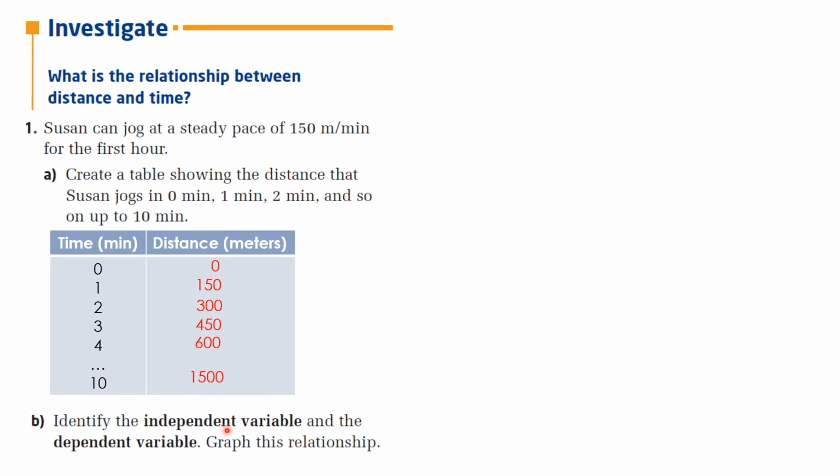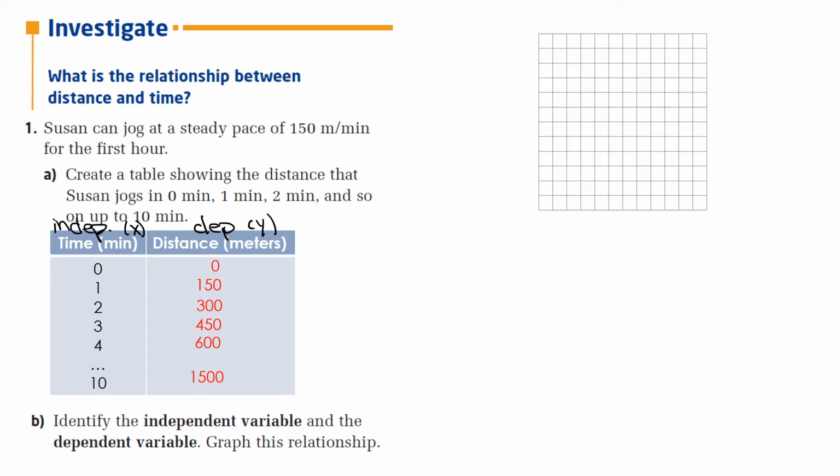Identify the independent variable and the dependent variable. Remember, always, if time is one of your variables, then it's going to be the independent. So time is going to be my independent variable here. So I'll put that above here. Distance will be the dependent variable, which means if we were using x and y, independent would be our x, and the dependent is always our y, so distance would be our y.